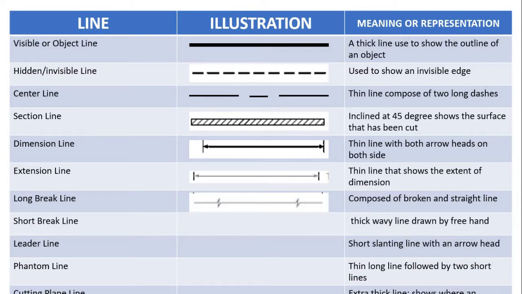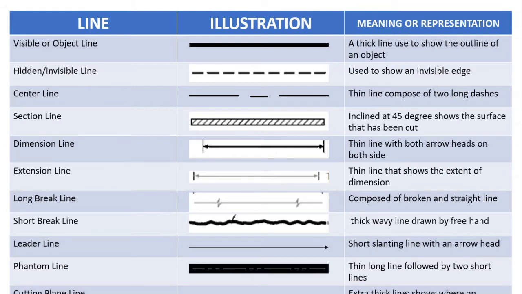Long break line, composed of broken and straight line, indicates a cutaway view for a long section. So for example, medyo mahaba yung drawing natin. So we use long break line para paiksiin lang siya. Short break line, thick wavy line drawn by freehand. A short slanting line with an arrowhead is used to show notes or label for the size or any special information. And the phantom line, thin, long line followed by two short lines, represents alternate positions of a moving part.